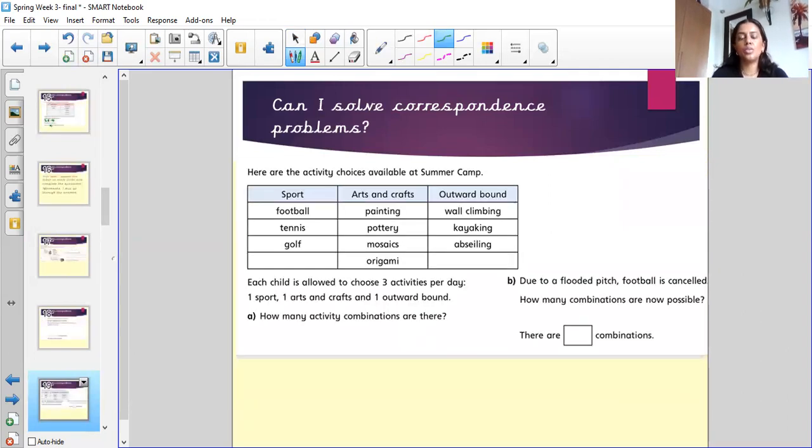Here are the activity choices available at summer camp. Each child is allowed to choose 3 activities per day. 1 sports, 1 arts and crafts, and 1 outward bound. How many activity combinations are there? Have a think about how we've been working that out. B, due to a flooded pitch, football is cancelled. How many combinations are now possible?